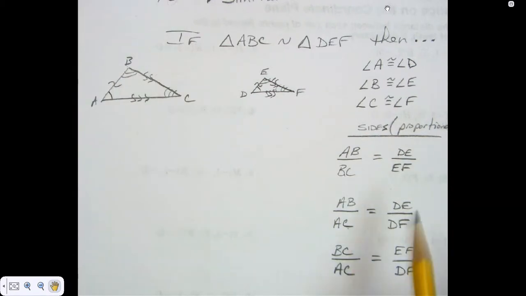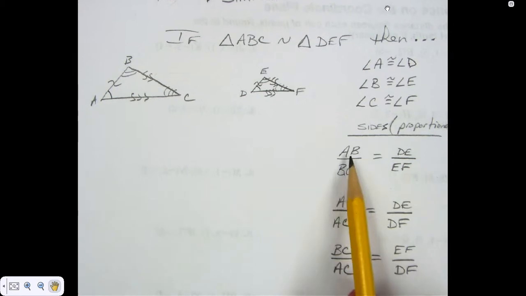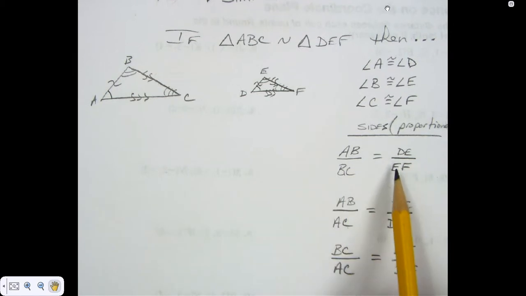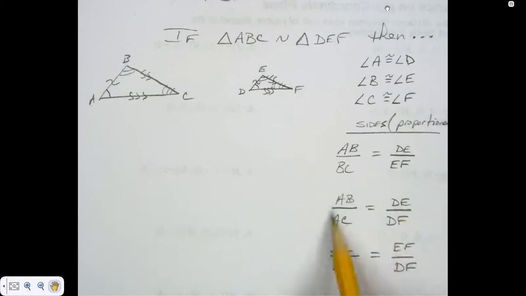And I could also flip them around, couldn't I? Yes, as long as the ones that correspond to each other are at the same part of the fraction. I could make it BC over AB is equal to EF over DE. You see what I mean? Basically, I wrote the different proportions. The only thing you could do is flip everything, the reciprocal of everything.